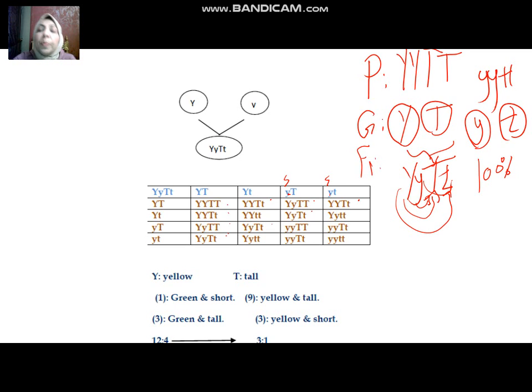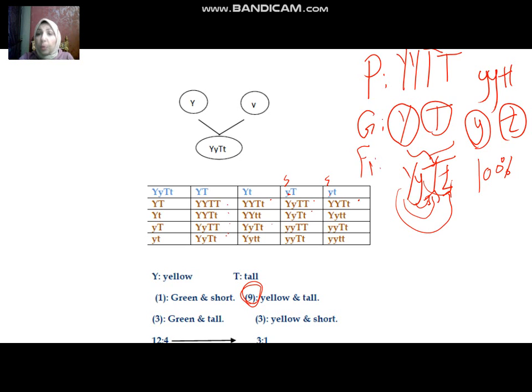So how many individuals carry the two dominant traits? 1, 2, 3, 4, 5, 6, 7, 8, 9. So in the second generation of Mendel's second law, 9 individuals carry the two dominant traits.